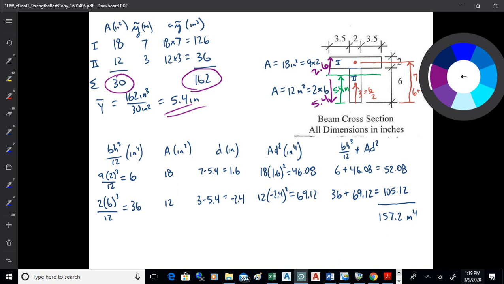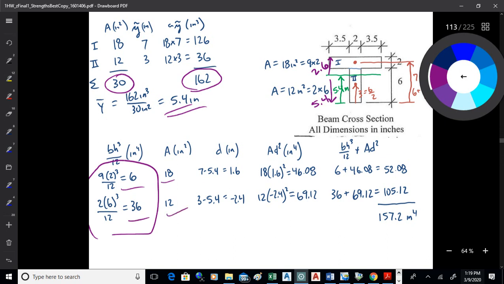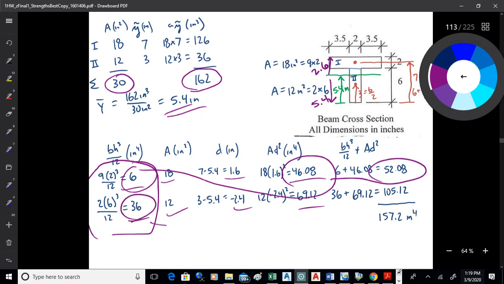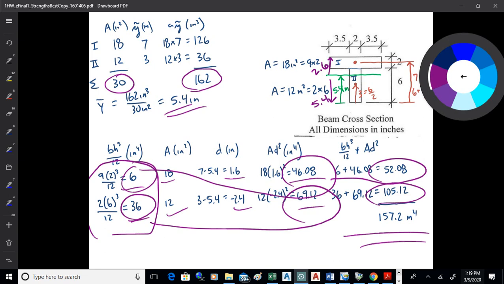All right, so now I just go ahead and do the moment of inertia for the beam about the neutral axis. I go BH cubed over 12. There we are, we got 6, we got 36. We got the areas, we got the distances from the neutral axis to the centroid of each of those shapes, the flange on the top and the stem on the bottom. And you just take the area times the distance squared and get the AD squared term and add it to your BH cubed over 12. So 5208 for the first one and 105.12 for the second. Add them up, you get 157.2 inches to the 4. That's the moment of inertia of the T-beam.